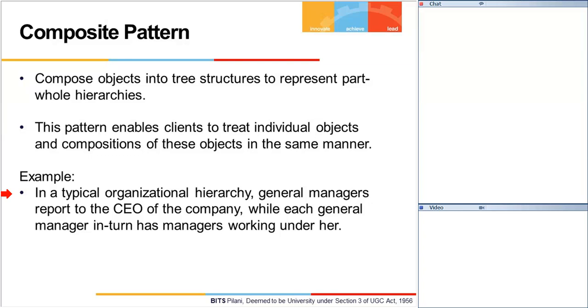Consider a typical organization hierarchy. There is a CEO, the head of the organization. The CEO has, say, n number of general managers working under him who are directly reporting to him. Also, the general managers have managers who are working under them. So there is a hierarchy: there's CEO, there's general manager, there is manager.